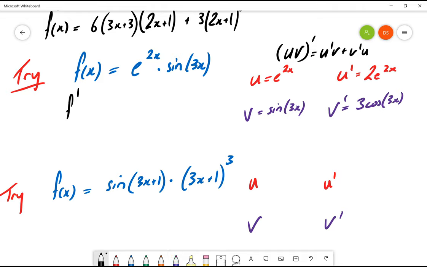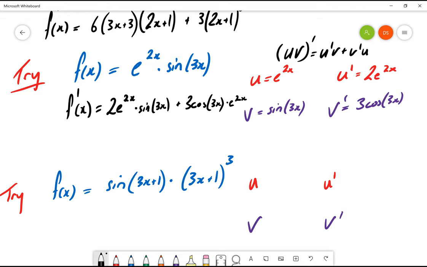So f dash of x is equal to, differentiate the first. Then write the second. Plus, differentiate the second. Then write the first. That is it. Could I simplify? Probably. Do I want to? No. Why? Because I think the moment you start simplifying, it could make things a little bit awkward and make it a little bit messier. So I'm okay with this answer being like this.